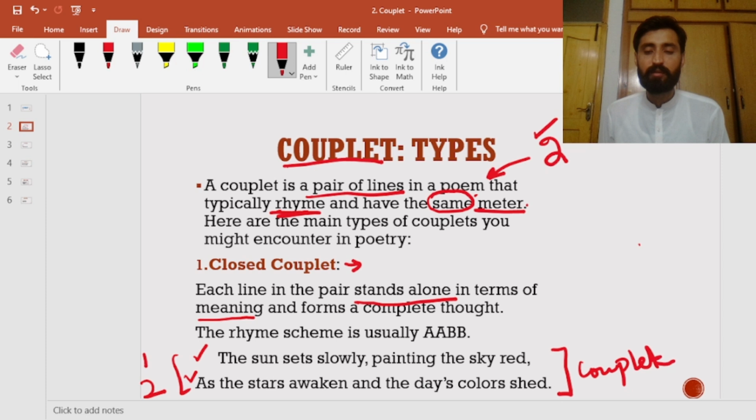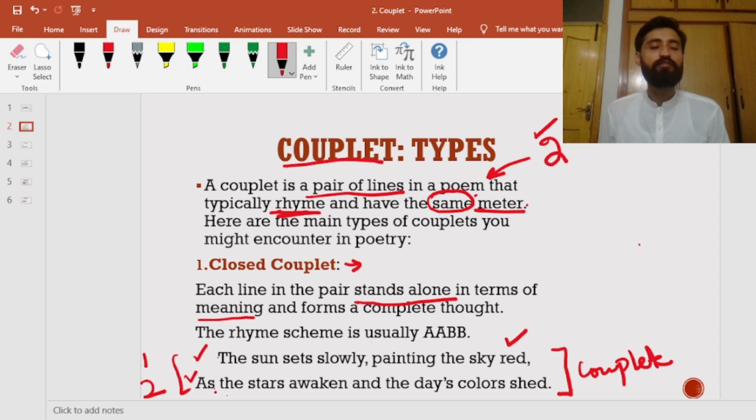The thought is complete, but their connection is not that intact. They are not actually dependent on each other when it comes to meaning. Now look at this: the sun sets slowly, painting the sky red. Now it's a kind of meaning that we get. Now look at the next one: as the stars awaken and the day's colors shed. Now this is another line.